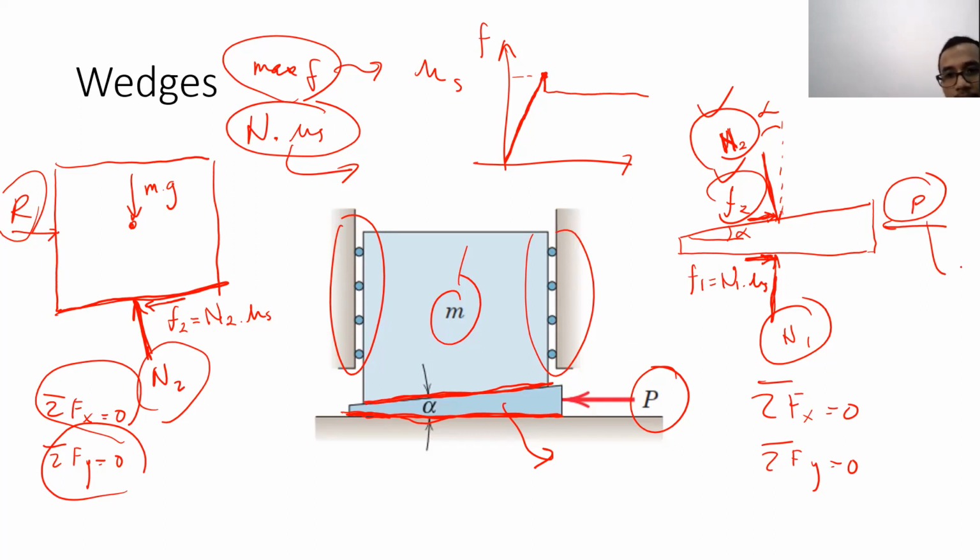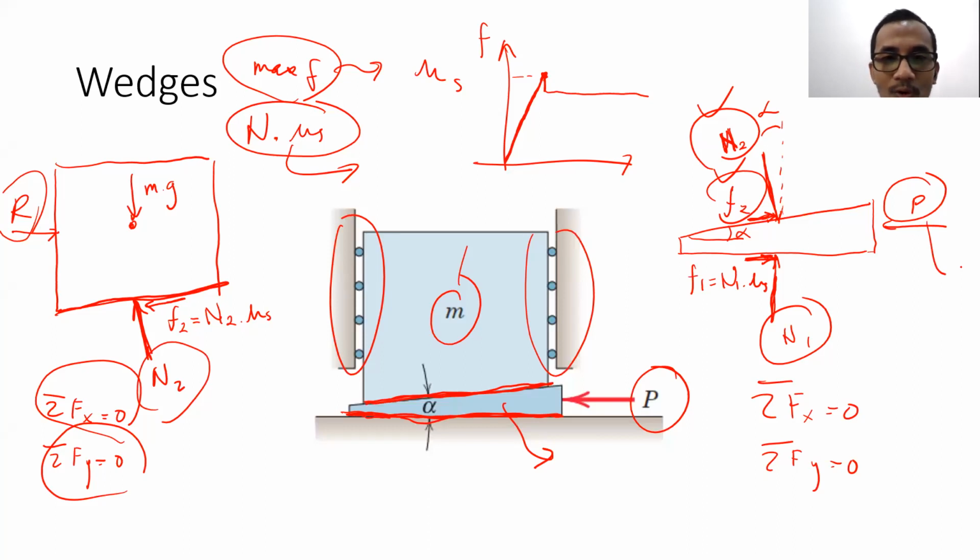So if I calculate, the F1 should be mg cos alpha over sin alpha times mu s. Meanwhile, the F2 should be mg over sin alpha times mu s, sir. Most likely, I'm not sure about that. We have to calculate again. Later in the problem example, we will know about it. But yes, sir, this is the principle of it, right? Do you get it? Yes, sir.